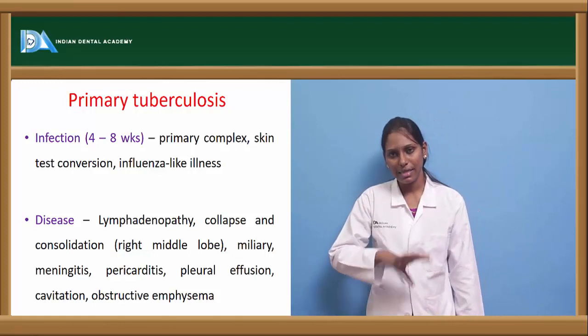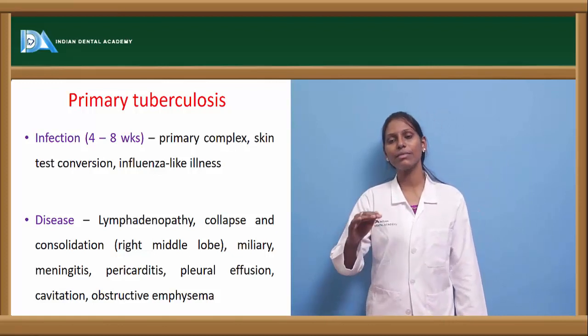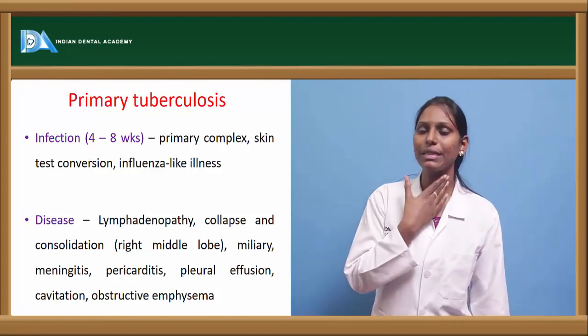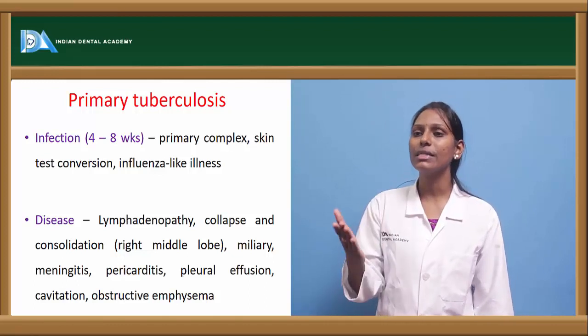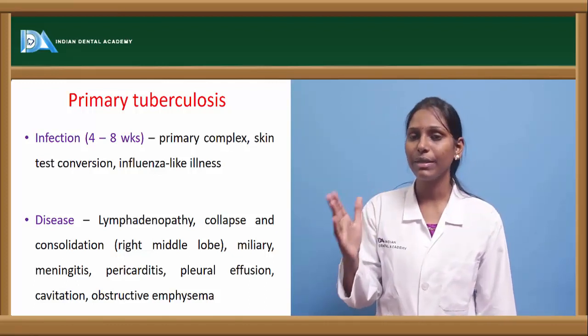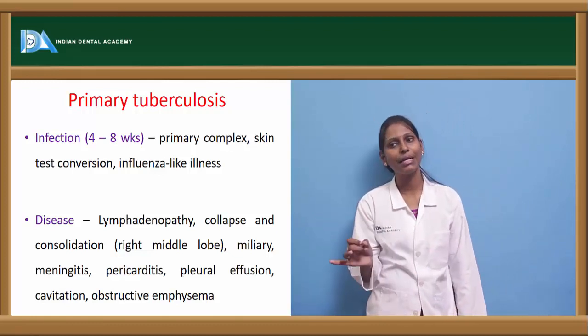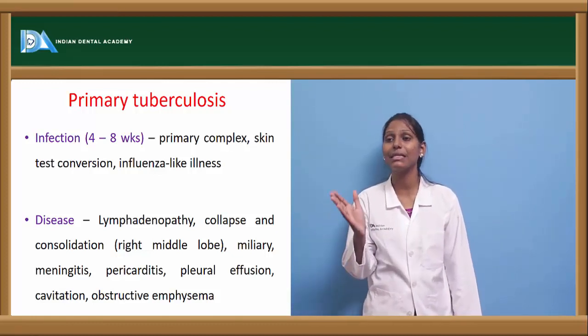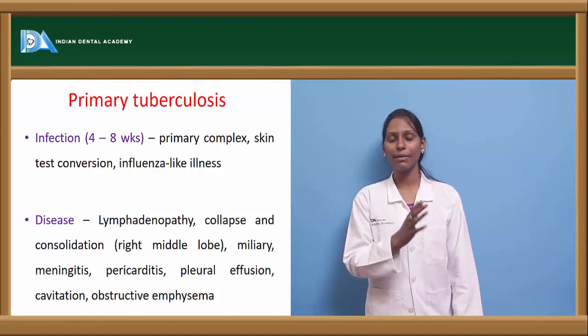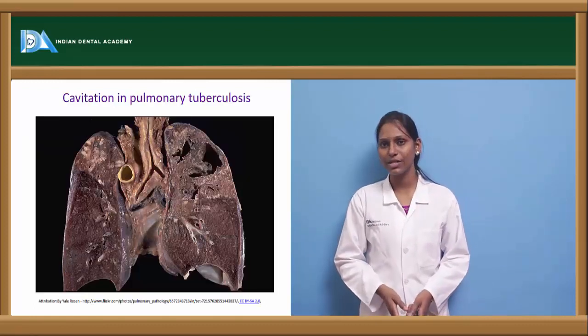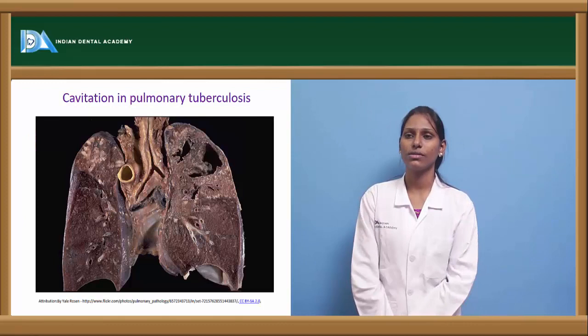Normally, when the disease is actually manifested, various systemic symptoms appear. Lymphadenopathy can be seen, collapse or consolidation, especially of the right middle lobe of the lung, and miliary tuberculosis and meningitis can be seen. Pericarditis and pleural effusion can be seen in these cases, with cavitation and obstructive emphysema. These are various conditions during the disease process.